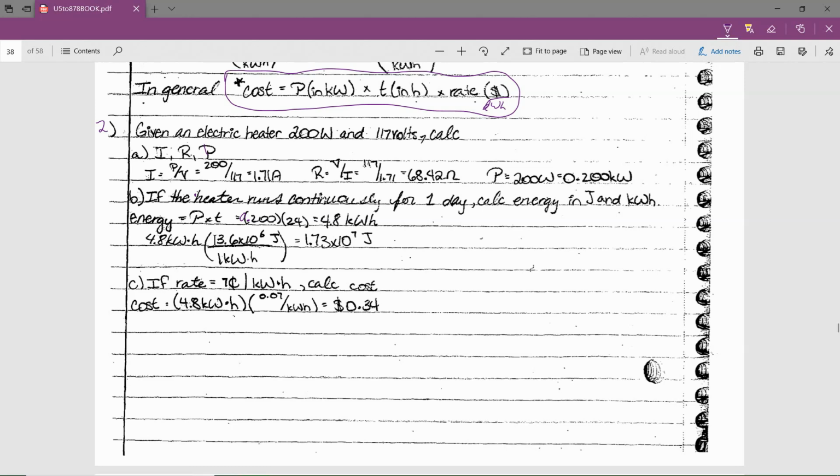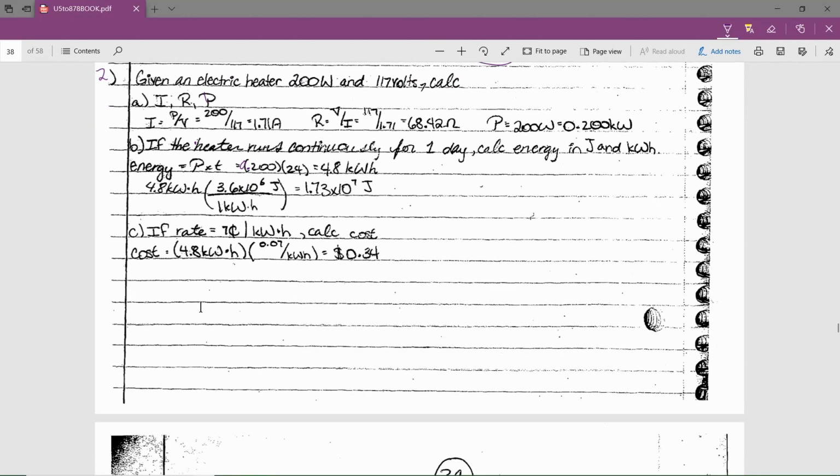That's not that important, though, in the next question, because the next question gives you the rate. Your money rate is 7 cents per kilowatt hour. So to run that heater, you're going to take 4.8 kilowatt hours times $0.07 per kilowatt hour. So it costs you 34 cents to run that heater for 1 day. And we're lucky in Manitoba to have rather inexpensive rates for power.